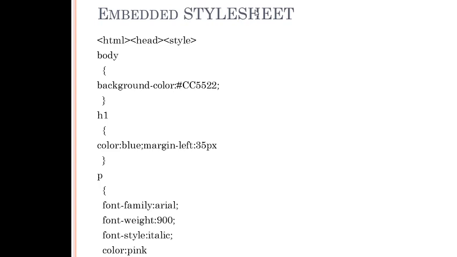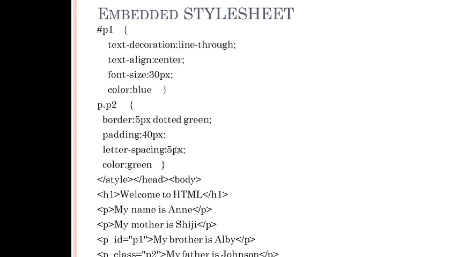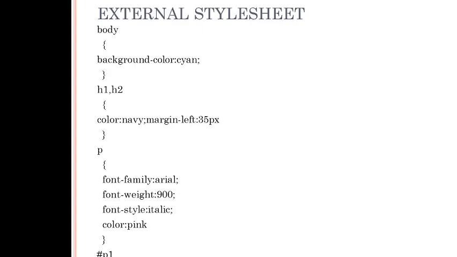In embedded style sheet, the style is given inside the head tag. Here you can see the style tag is closed, the head tag is closed. Then we are starting with body. Inside body we are writing all the tags, but we are not giving any style here because the style is already given inside the head tag. Now the third category is external style sheet.